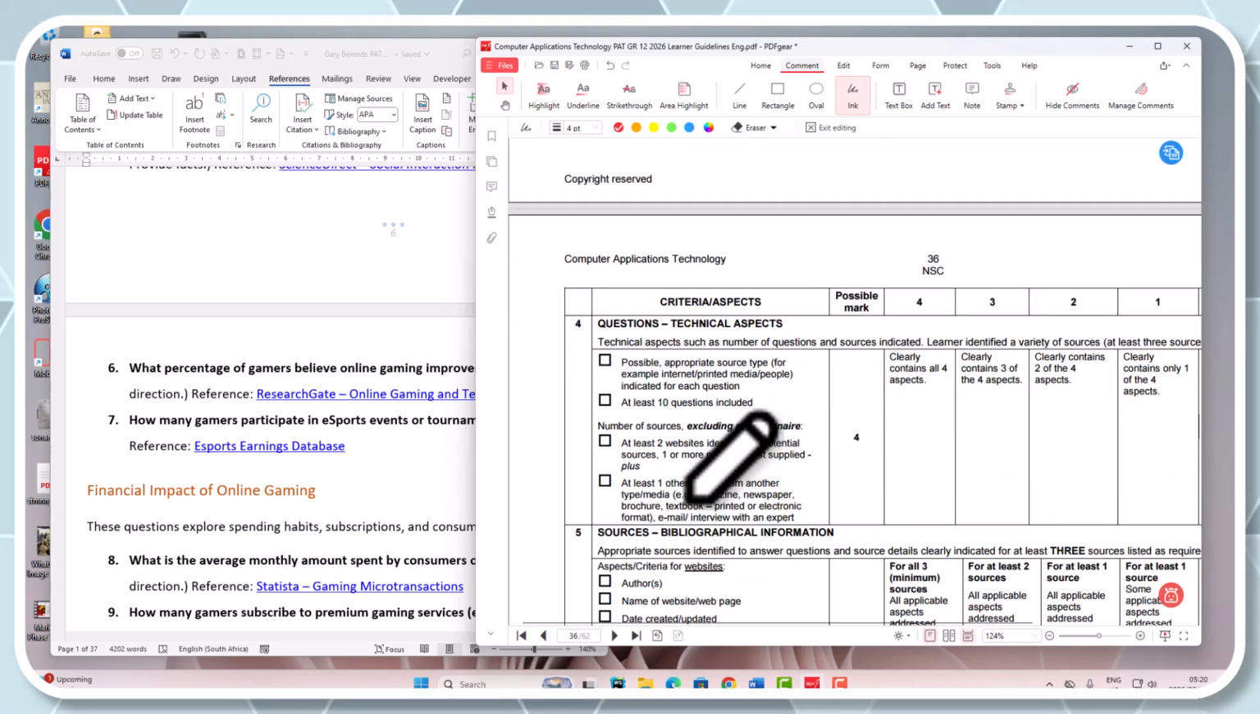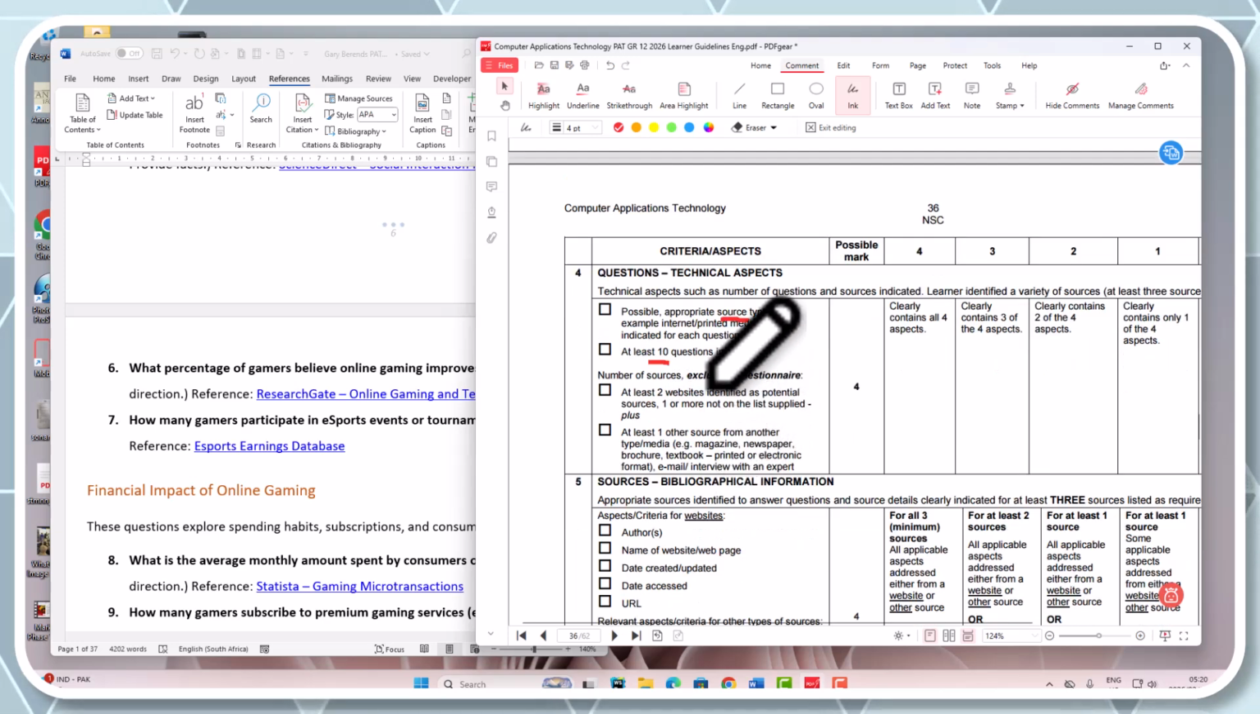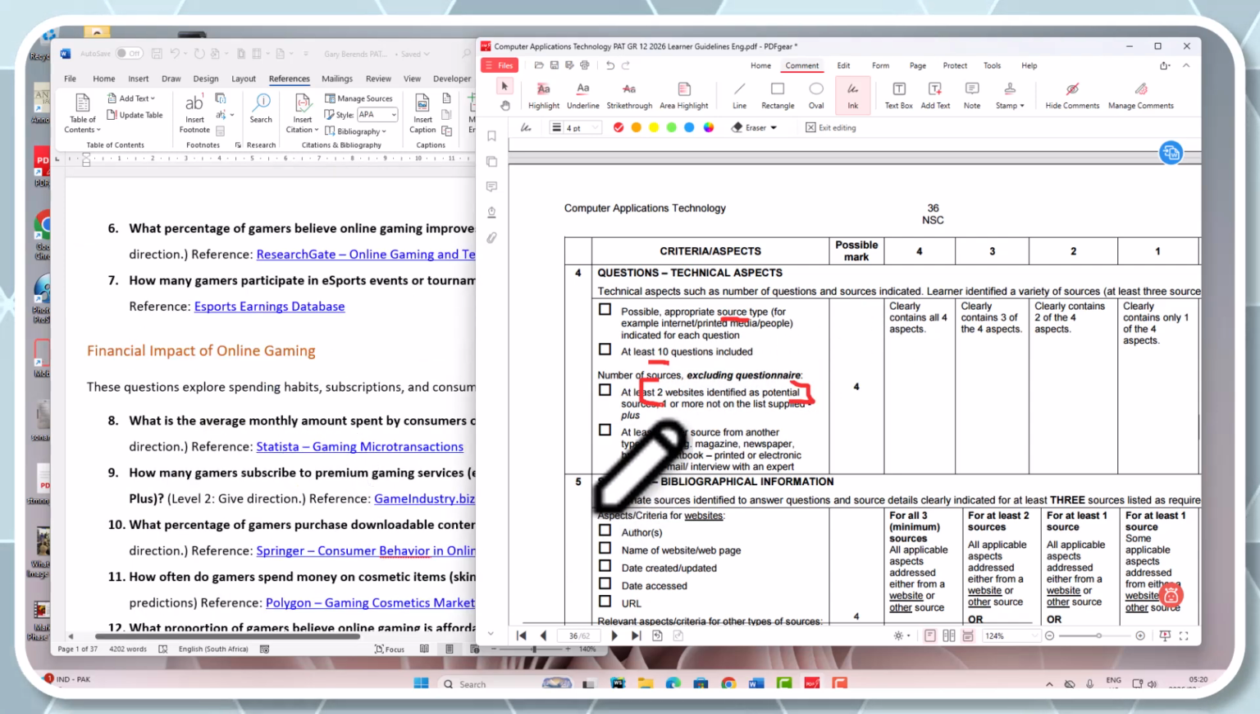Let's go down. The technical aspects of these questions now. Right. The possible appropriate source, you've given them a source. We've got at least 10 questions. Now, I know we've got 20 of them. At least 2 websites are identified. Oh, Mr. Behrens has only got 1 in here. All right, so I cannot give myself that mark there. Can you see that? So that's fine, and that's fine.